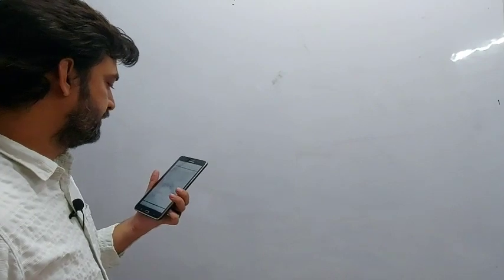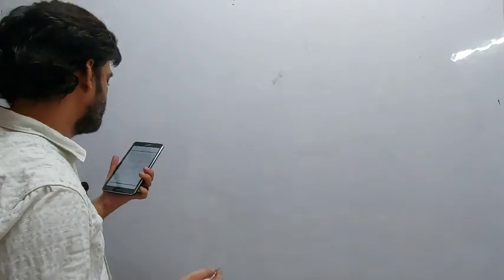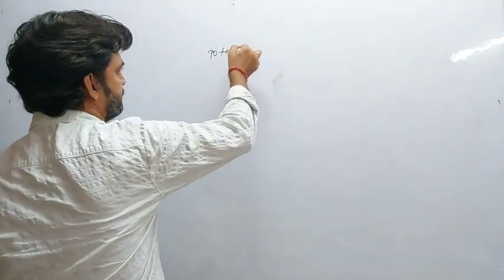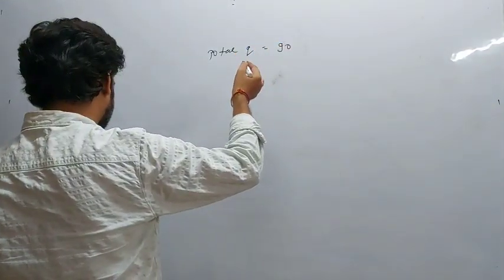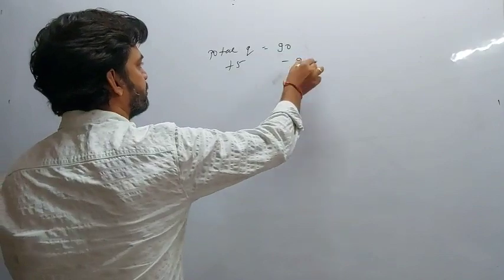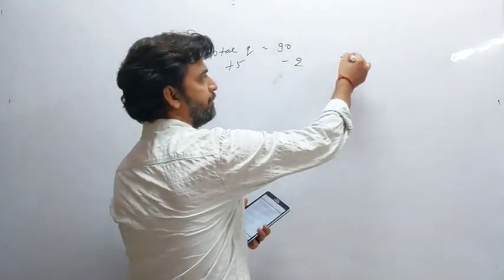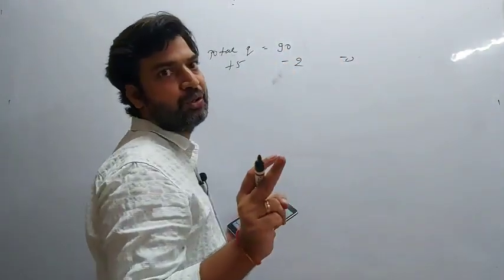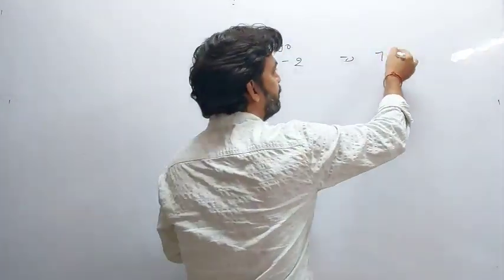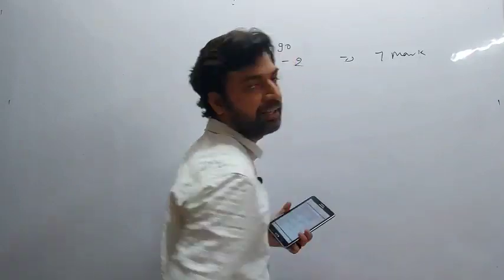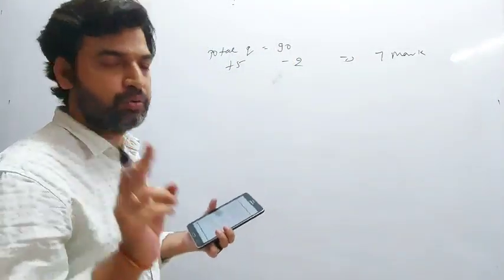Coming to the next. In an objective type question, total questions are 90, and the marking is plus 5 and minus 2. So what difference are we making? If one question is wrong, we have lost 5 and we have given minus 2 also. So a 7 marks difference would be there by doing one wrong question.